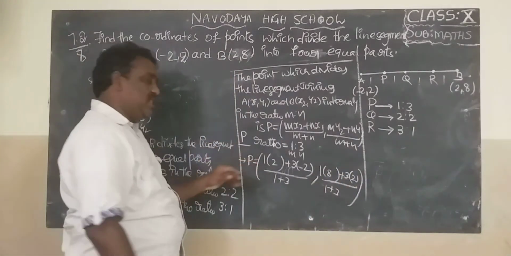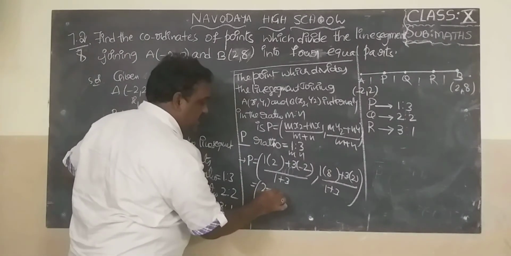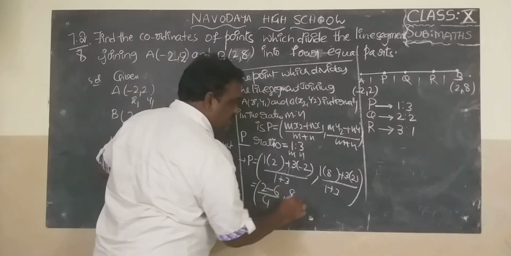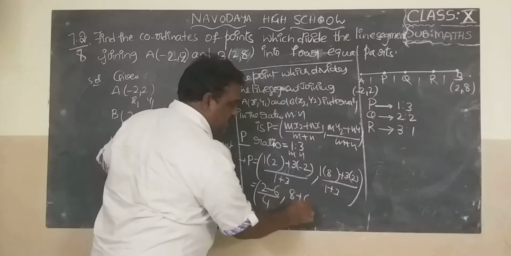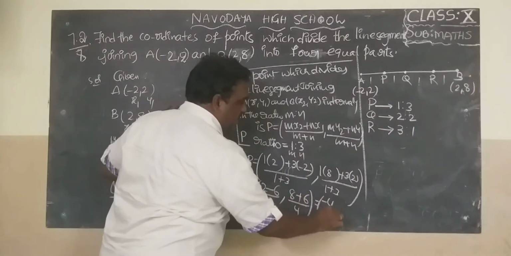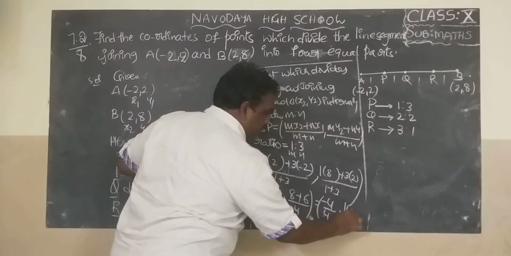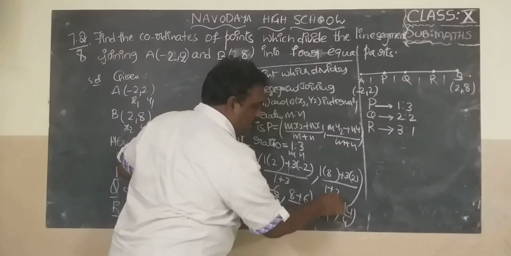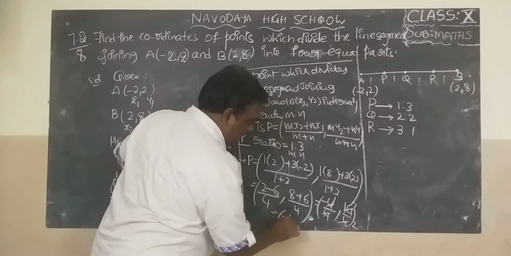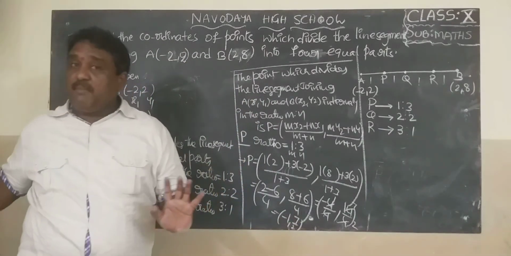So substitute all the values. What we get? (2 plus or minus 3 twos are 6) by 4, (1 eight is 8 plus 3 twos are 6) by 4. This is minus 4 by 4 and this is 14 by 4. 4 one time, and 14 by 4 is 7 by 2. So we get (-1, 7/2). That is P. So P is completed.